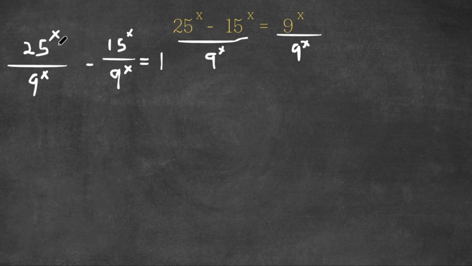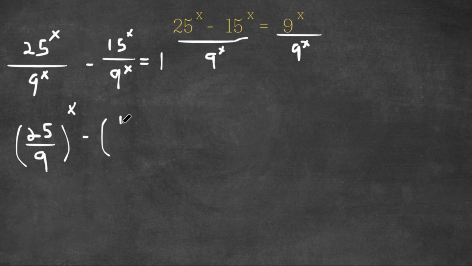Now 25 to the power of x over 9 to the power of x is the same thing as 25 over 9 to the power of x. And same thing with 15 over 9, this is the same thing as 15 over 9 to the power of x. So now this is equal to 1.